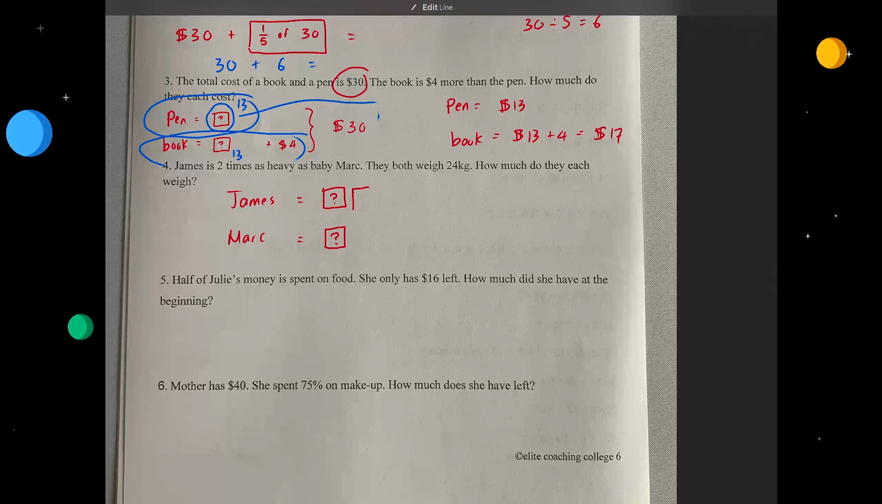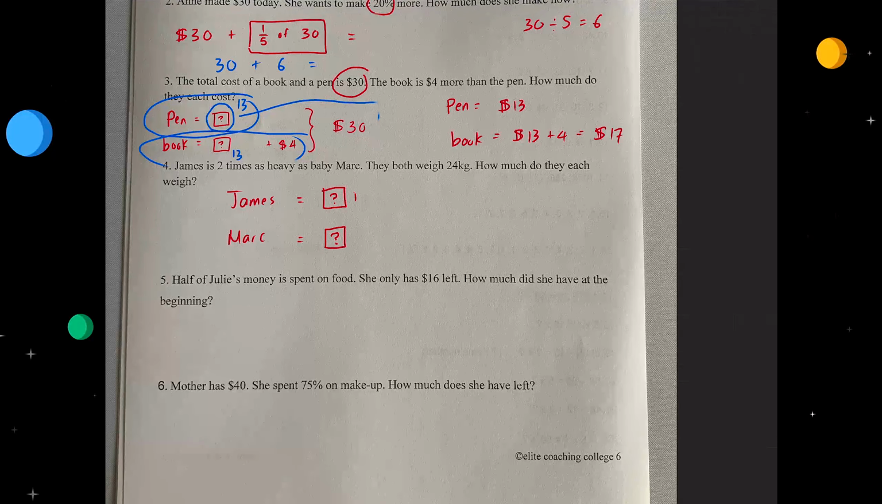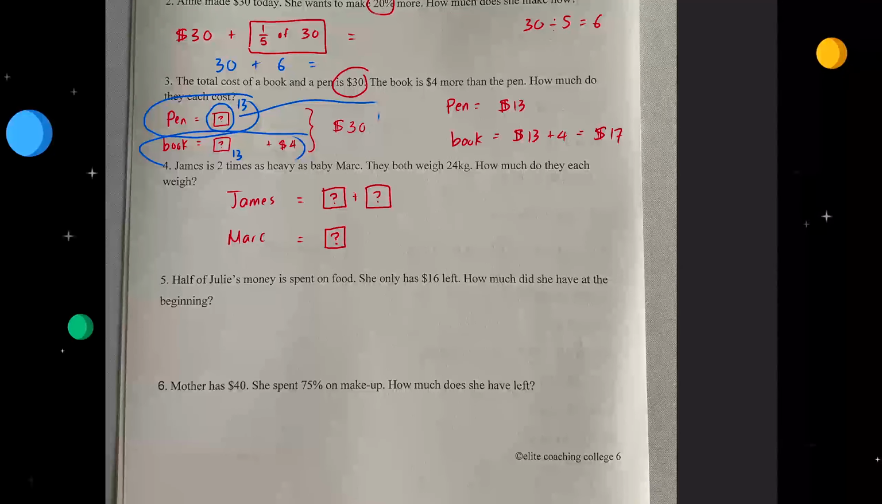If half is 16, then how much is this side? This must also be 16 because it's half, right? So it's the same. So how much does she have in the beginning? Well, in the beginning, she has all of this. So it'll be 16 plus 16. And you can work it out.